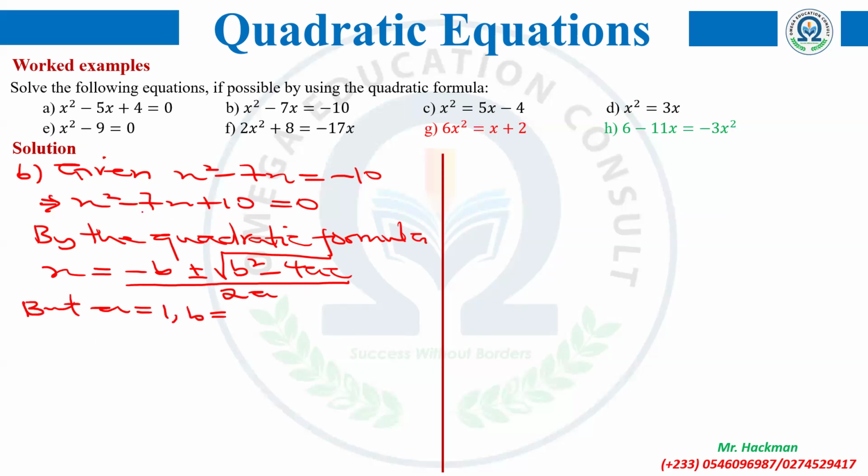So the coefficient of x here is minus 7. Okay, the c here will be your constant. So c will be equal to what? Will be equal to 10. All correct, my professors.